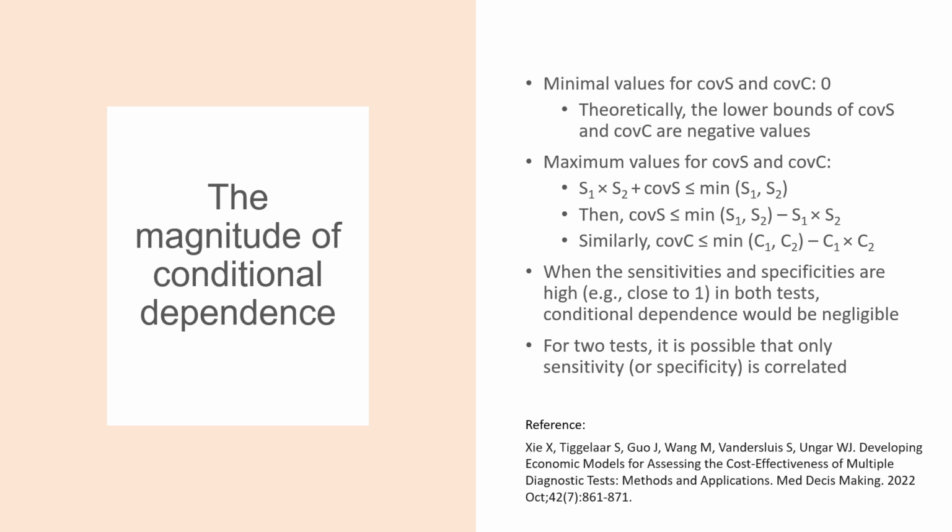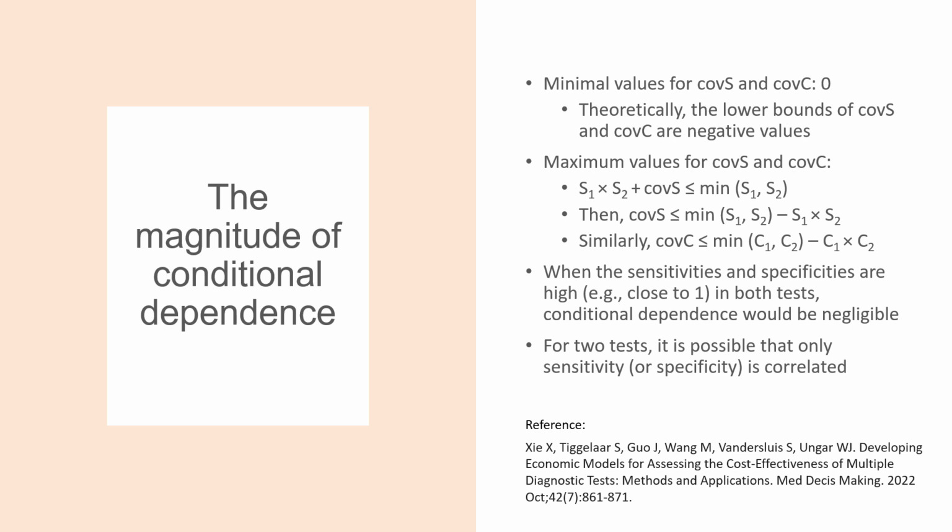Theoretically, the lower bounds of COV-S and COV-C are negative values. A negative value of COV-S means that a person with a positive test 1 result has a decreased likelihood of a positive test 2 result, compared with the independence case. However, a negative COV-S and COV-C do not often occur in clinical practice, and we can assume the lower bounds of COV-S and COV-C are 0.